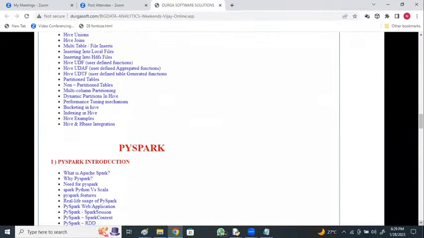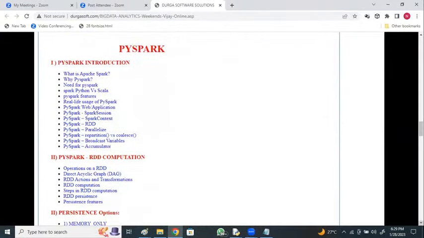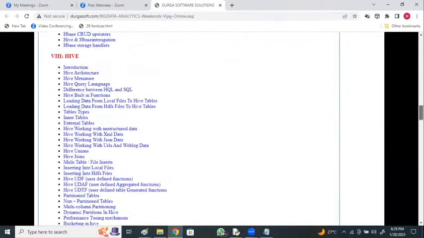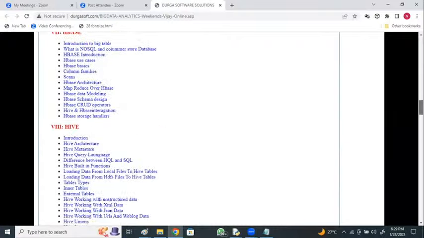And now coming to PySpark, right? Spark with Python. So up to now, that is what Hadoop components we'll be discussing, right? Now PySpark.